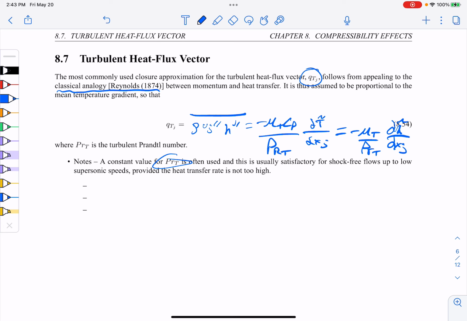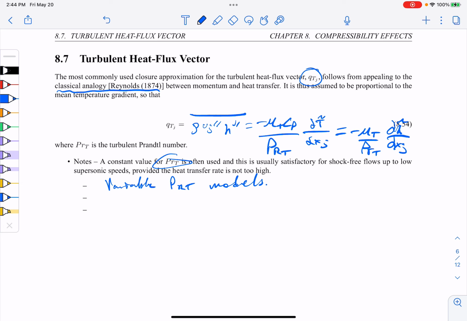And this works well for flows without particular shocks. And in studies with shocks, this is not a good assumption. But the most common value for Pr t is about 0.89 or 0.90. And the heat transfer predictions can usually be improved by, say, varying Pr t through the boundary layer. So there are variable Pr t models, which is the subject of current research in 2022.